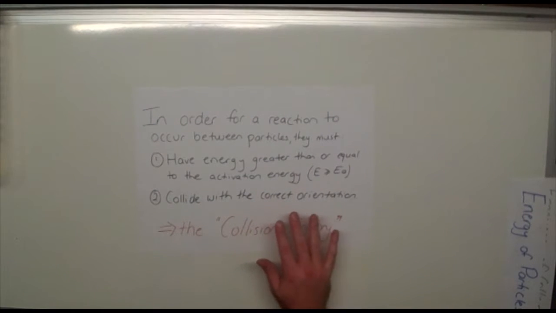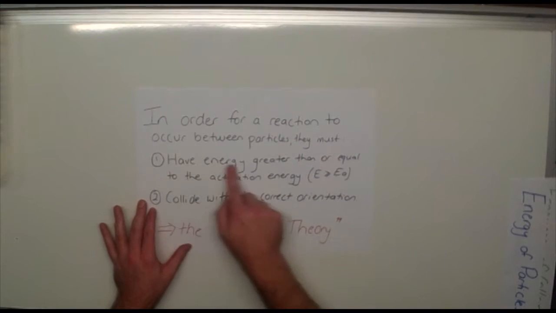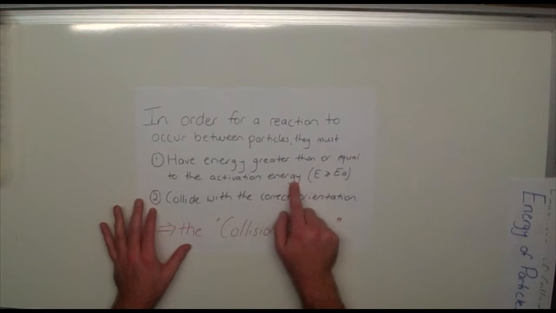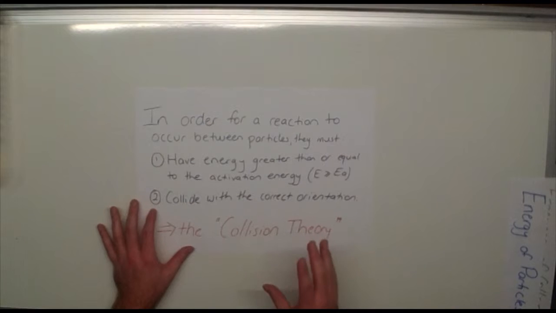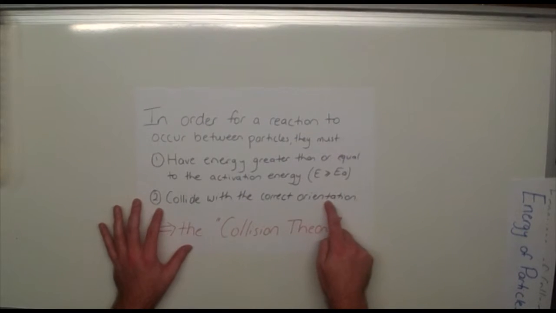for a reaction to occur between particles, they must do two things. Number one, they must have energy greater than or equal to the activation energy. Now, the activation energy is the minimum energy required for the reaction to occur. All reactions have a minimum energy, okay, and they must collide with the correct orientation.